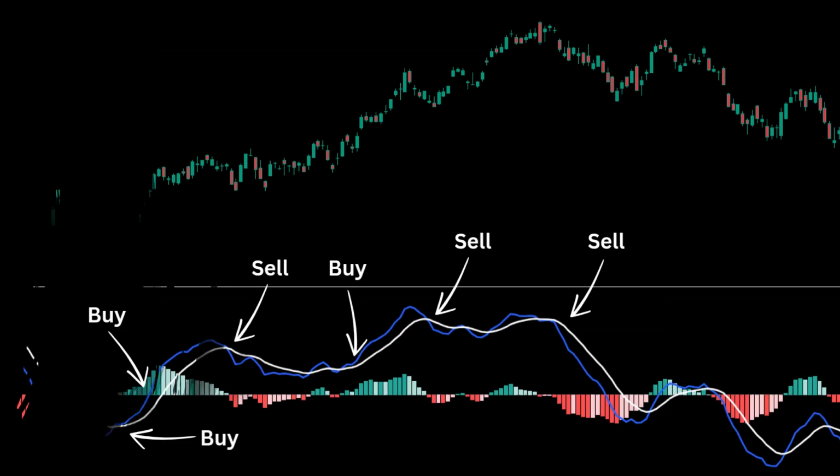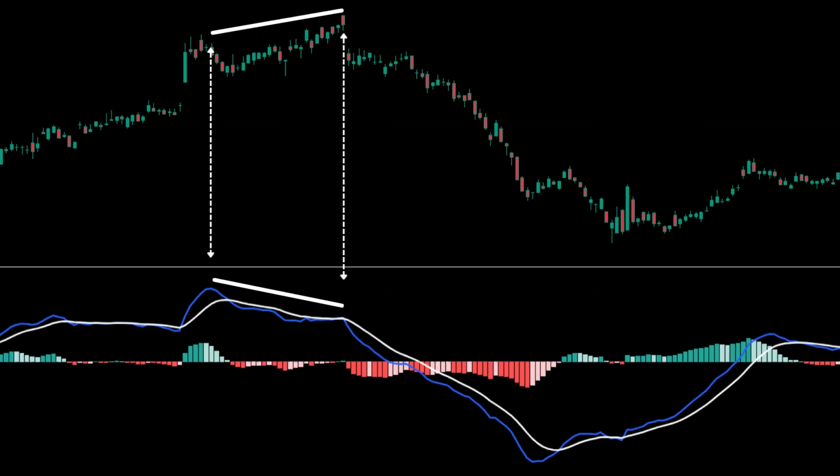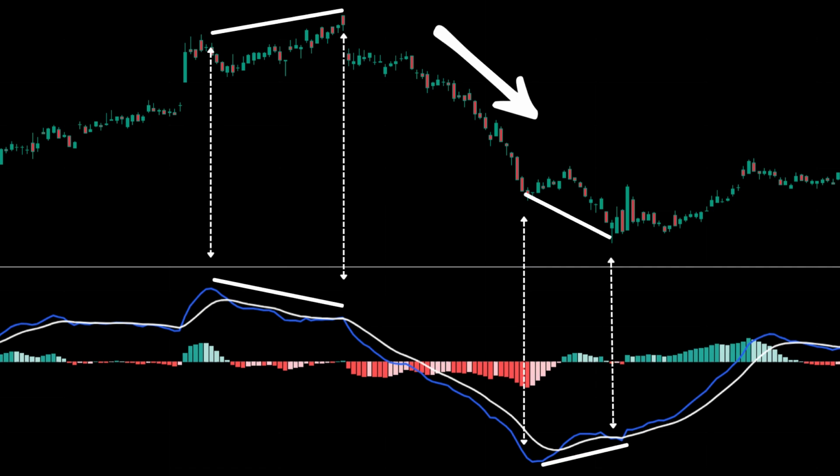Crossovers are the gateway. In our next video, we're going to open the door to advanced strategies. We will dive headfirst into the MACD's superpower, divergences. You'll learn how to spot when the price and the indicator are telling you different stories, a skill that can allow you to anticipate market turns before most people even notice. It's the technique that separates the amateurs from the professionals.